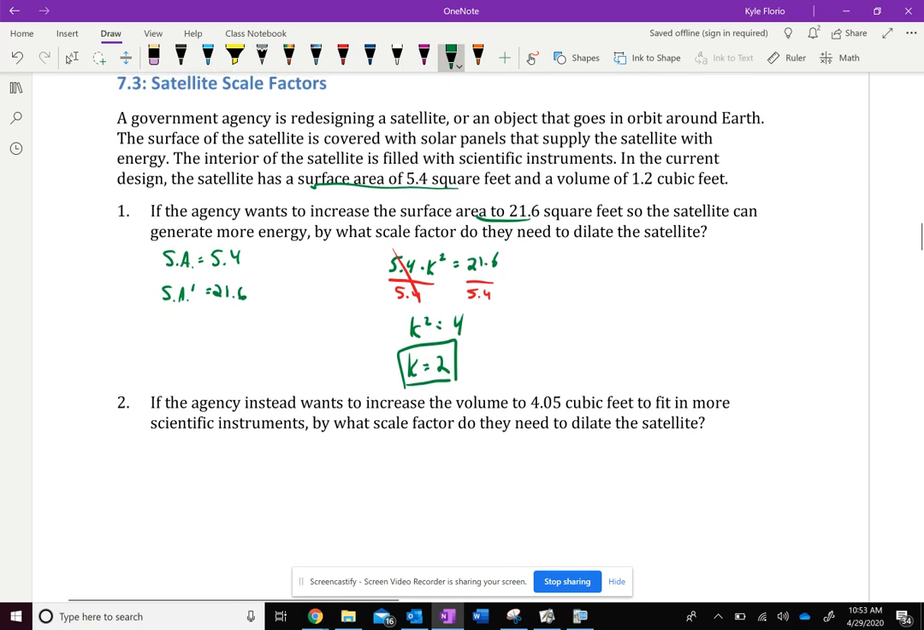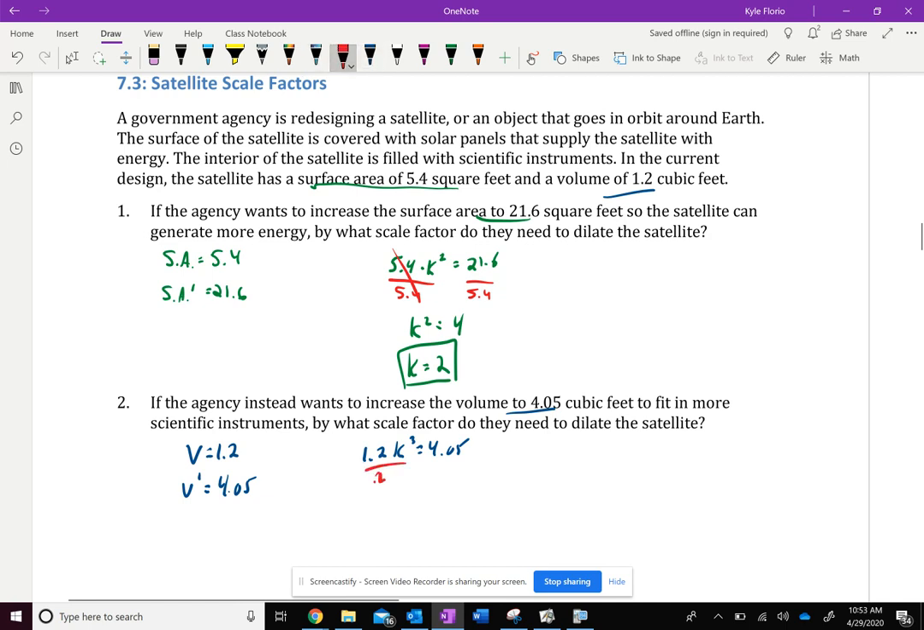Number 2, the agency wants to increase the volume to 4.05, where the original volume is 1.2. So I know the volume is 1.2, and I want to dilate it, so the new volume is 4.05. So what do I have to multiply 1.2 by? What's the scale factor to get me to 4.05? Well, it's going to be 1.2 times whatever that scale factor is cubed. We can't forget that cubed. We're in 3D. We're going to go to the third power.